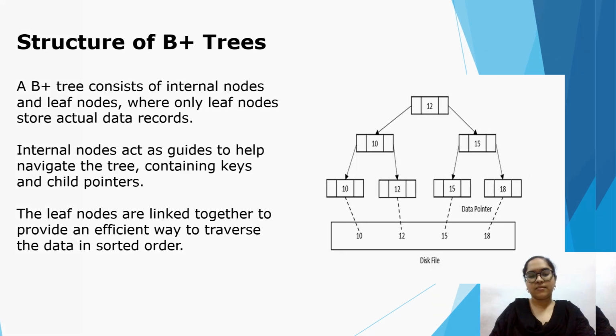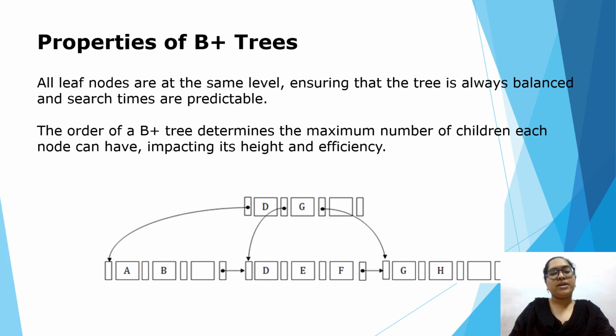Next, we have properties of B+trees. Mainly there are two properties of B+trees. One is that all leaf nodes are at the same level, ensuring that the tree is always balanced and the search times are predictable. And the second property is that the order of the B+tree determines the maximum number of children each node can have, impacting its height and efficiency.